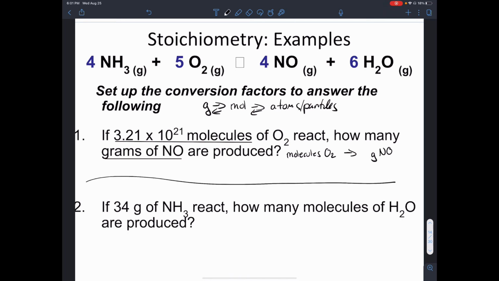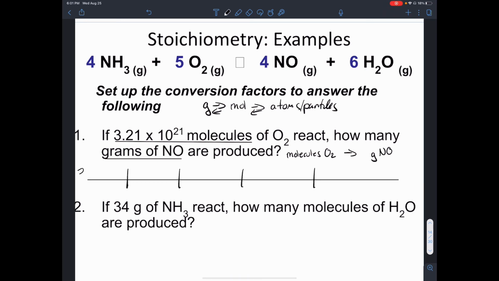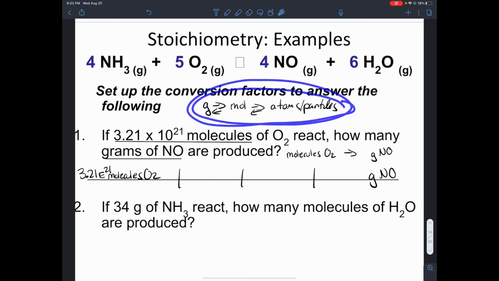Remember, start by drawing a railroad track, given number, and write in what you have to find, and then work to determine what kind of conversions you need to use to get from the start to the finish. Okay, so if I want to change molecules of oxygen, those are particles. What's the only thing I can ever change particles to? Well, according to our roadmap, particles can be changed to moles.